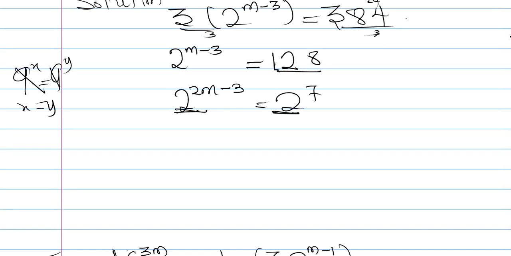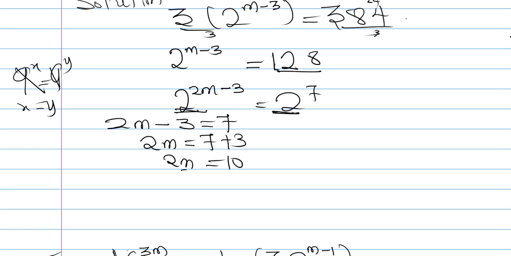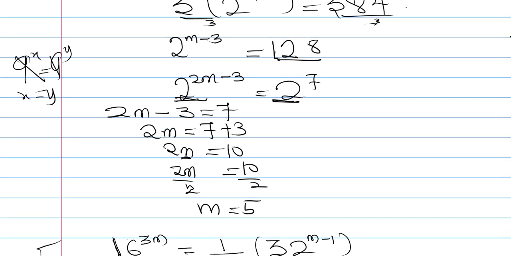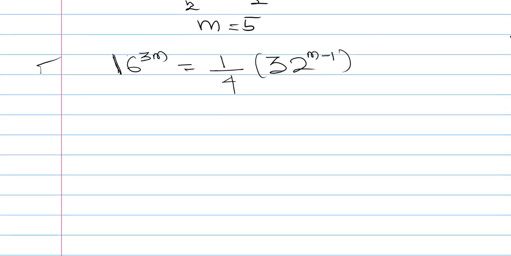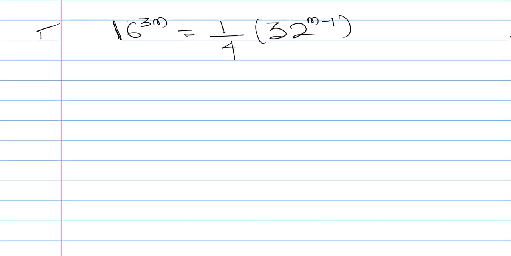The bases cancel here. We have 2m minus 3 equal to 7. You can have 2m equal to 7 plus 3. 2m equal to 10. Dividing both sides by the coefficient of m, which is 2, 2m divided by 2 equal to 10 divided by 2. m is equal to 5, right? Can you solve this question here? Drop your answer. So let's start. Now solve for m.